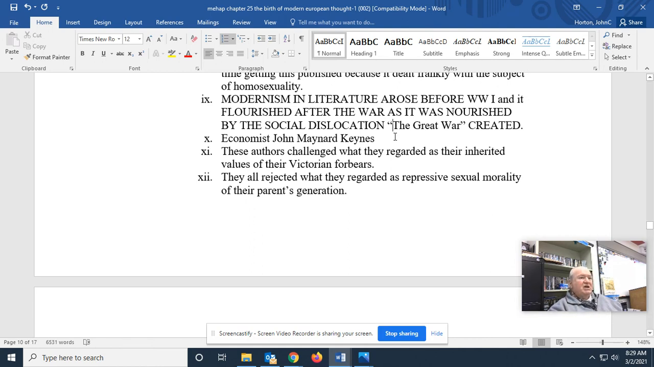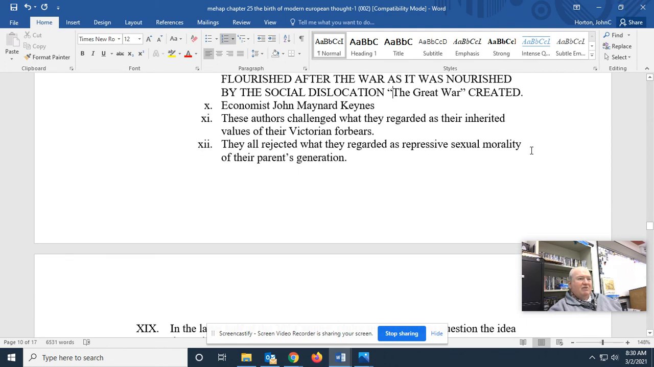Economist John Maynard Keynes was the leading figure. He replaced Adam Smith, a classical economist, on writing about international currencies, international economics. Yeah, and his works are still pretty well received. These authors challenged what they regarded as their inherited values of their Victorian forebears. They all rejected what they regarded as the repressive sexual morality of their parents' generation.